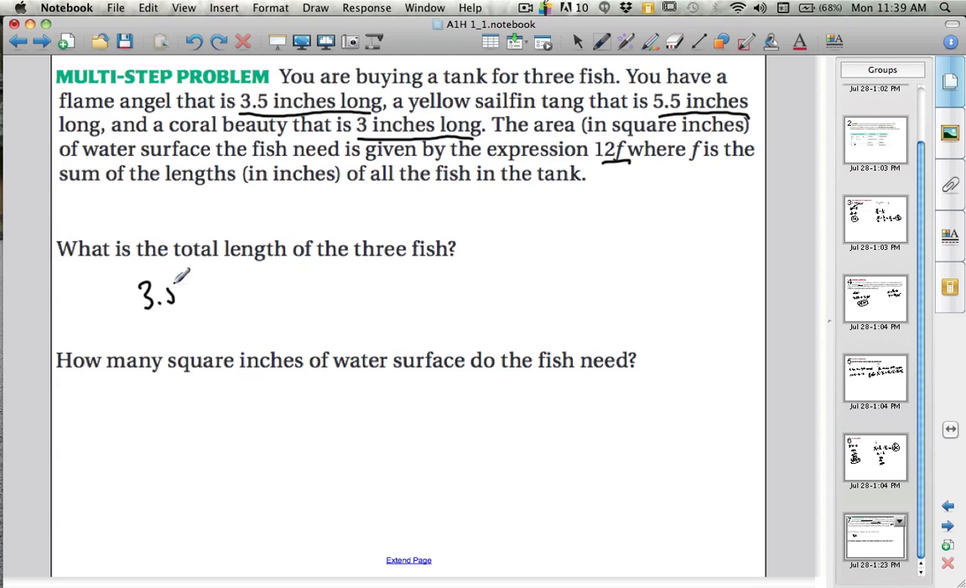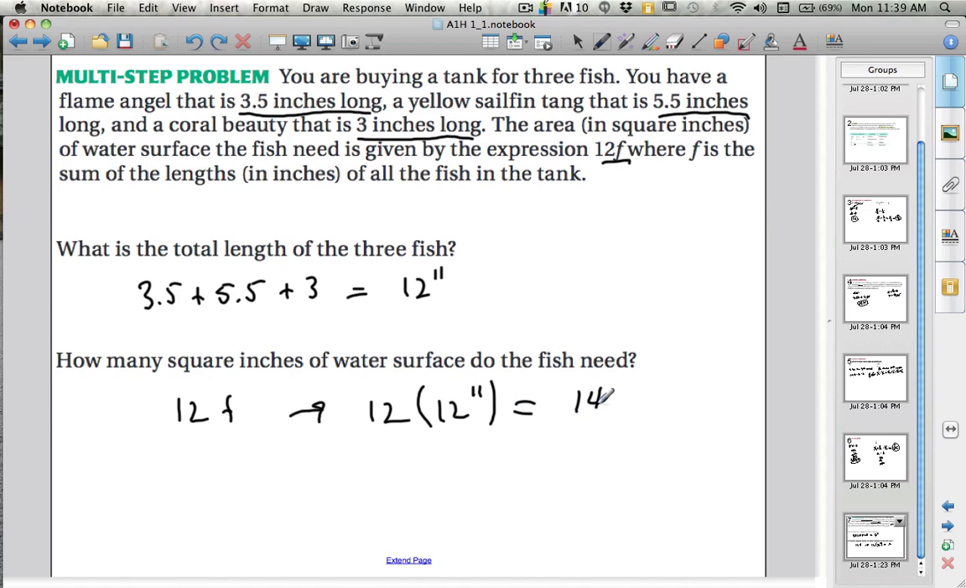I have 3.5 plus 5.5 plus 3. So 3.5 plus 5.5 is 9, plus 3 is 12 inches. If I want to know how many square inches of water surface the fish need, I can use 12F, but F is 12 inches, so I'd have 12 times 12 inches, and that's 144 square inches. Okay, so that's it for section 1.1. In class, we'll be working on your homework and doing some more exploration of these ideas.